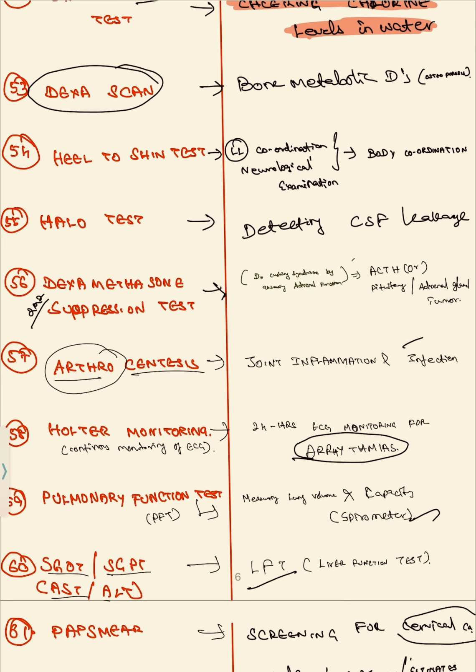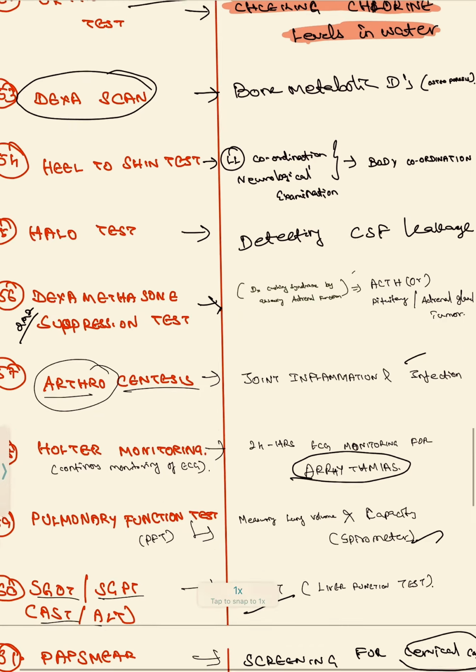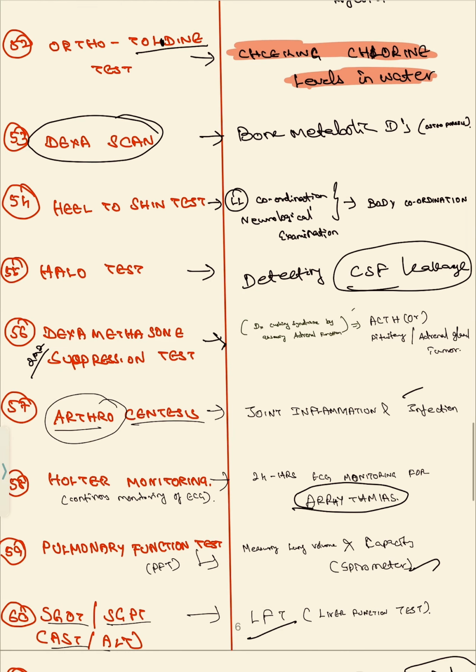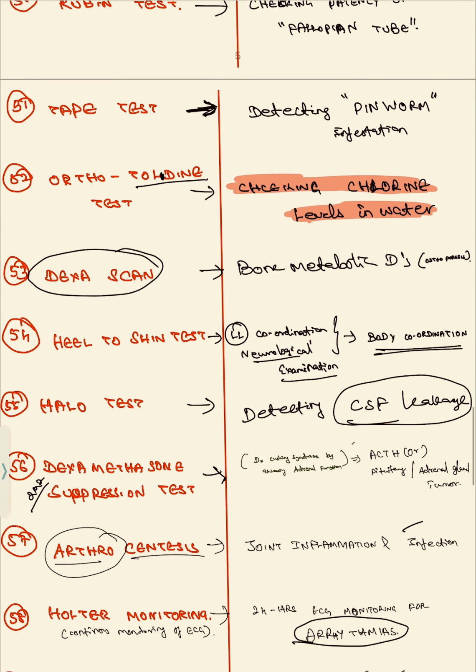I'm marking it as a dexamethasone suppression test. Halo test is for CSF leakage. Heel to shin test is for body coordination, neurological examination. DEXA scan, bone metabolic disease. Either we can find it out as osteoporosis or any other.